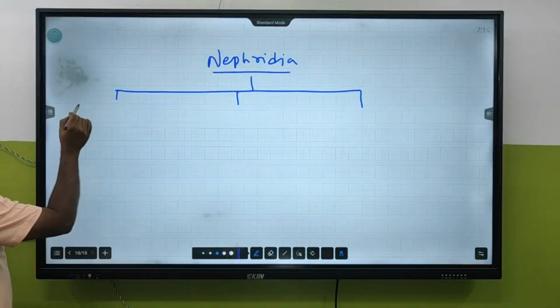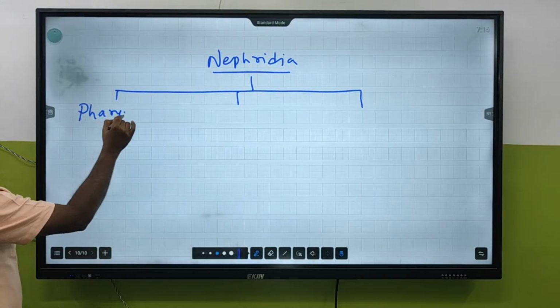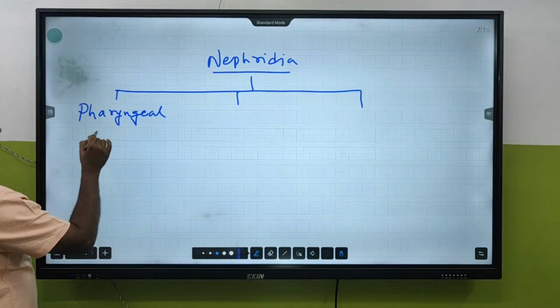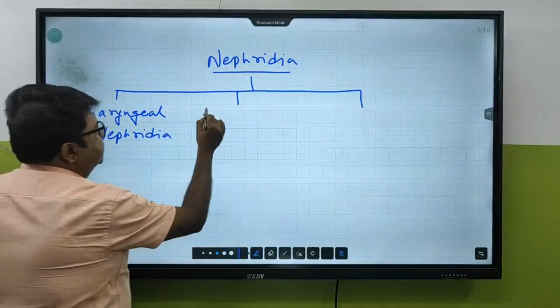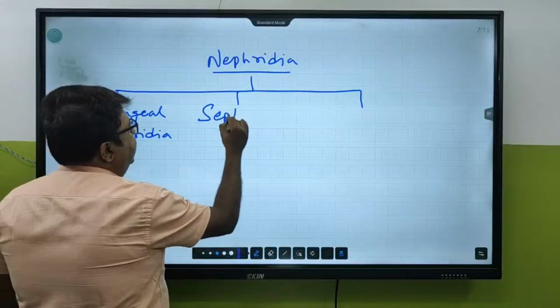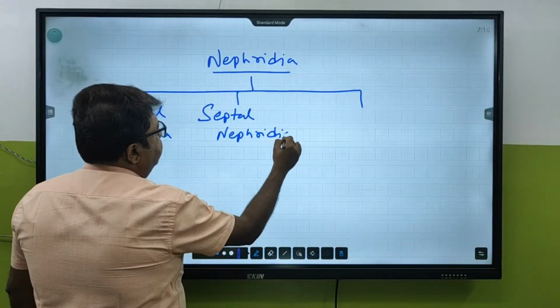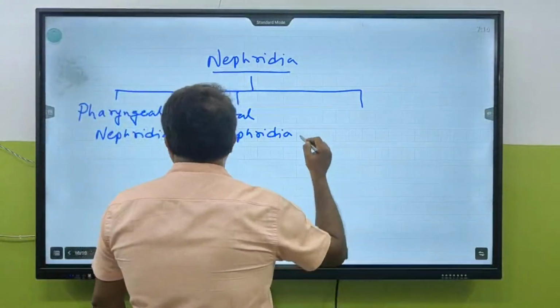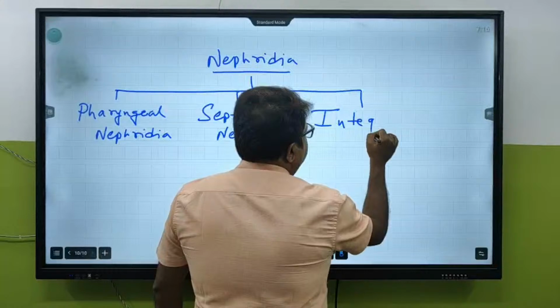three main areas. What are they? The first one is called pharyngeal nephridia. The second one is called septal nephridia. And the third one is called integumentary nephridia.